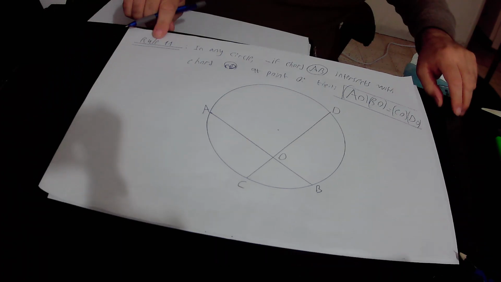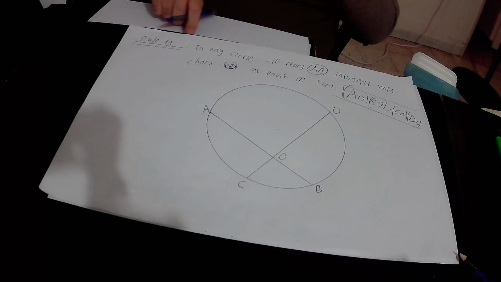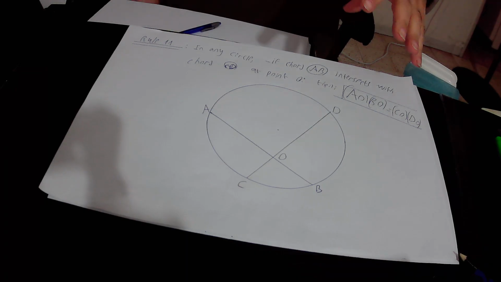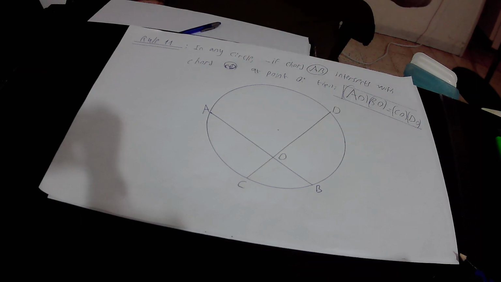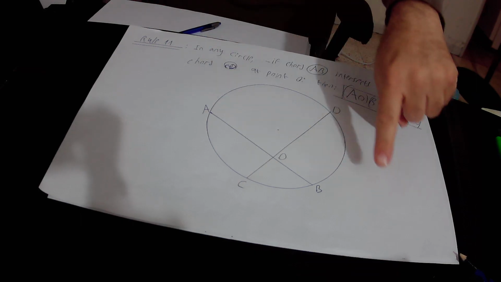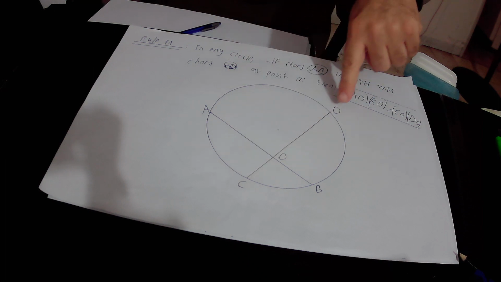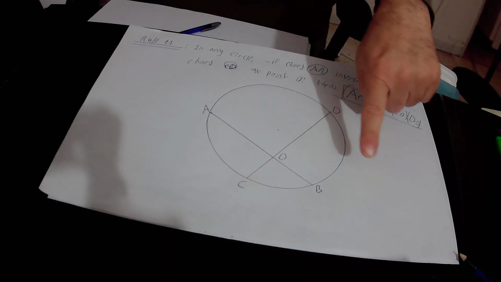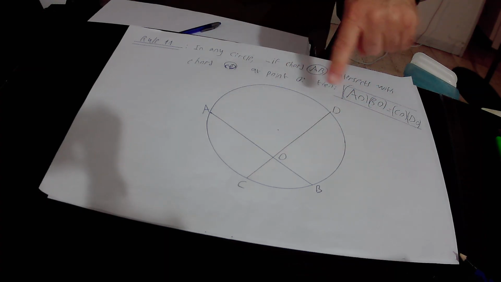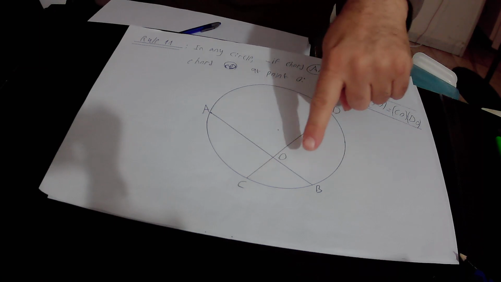The new rule is rule number 11. In the drawing, we have two chords that intersect with each other inside the circle. We have chord AB that intersects with chord CD at point O. Whenever you have two chords that intersect inside the circle, the following equation is true: AO times OB equals CO times OD. Again, AO times OB equals CO times OD.